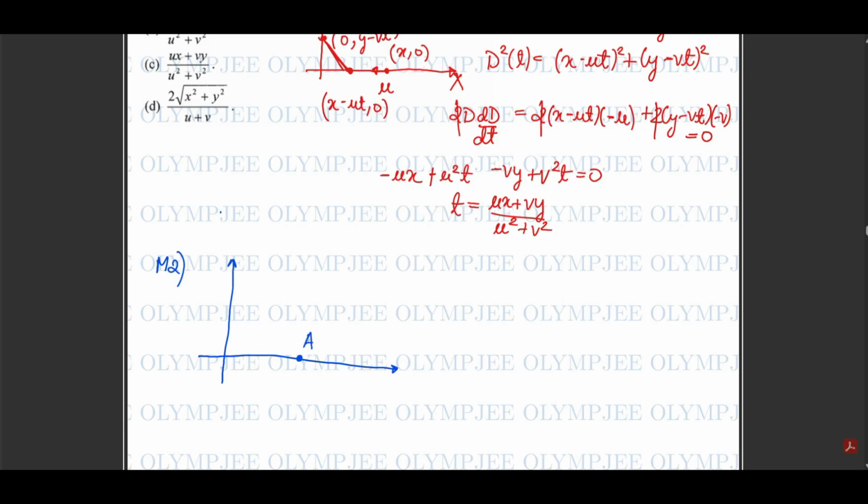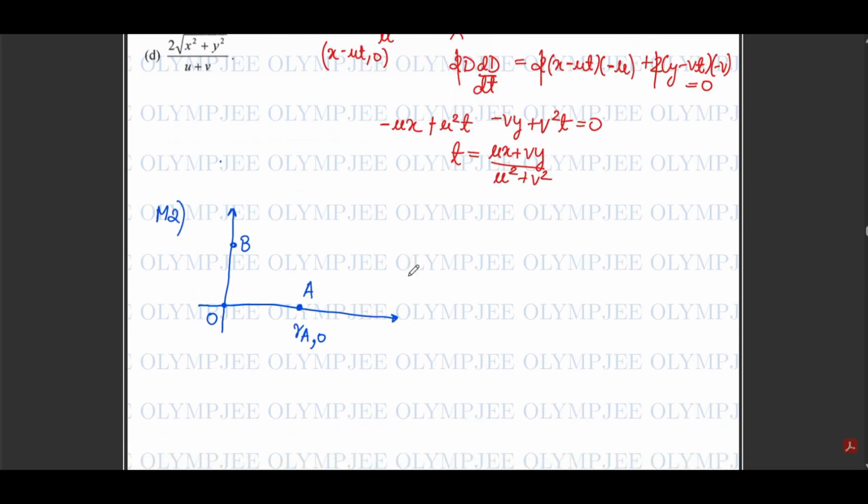Let us name this particle A and let us name this particle B. So we have, and this is origin O. So R_AO means that the position of A with respect to origin is x, 0 initially, we'll write t is equal to 0. And the velocity of A with respect to origin is minus u, 0.